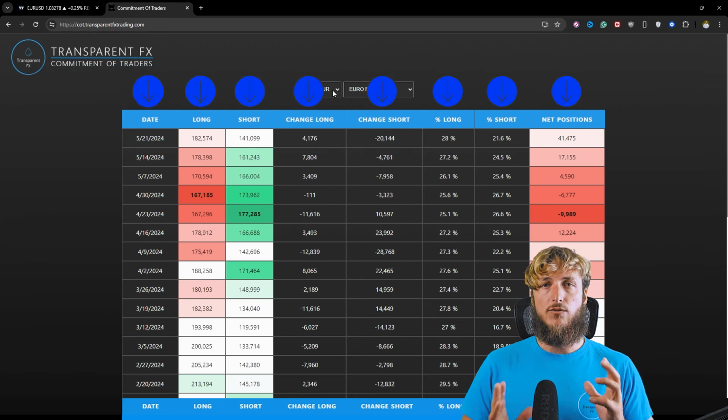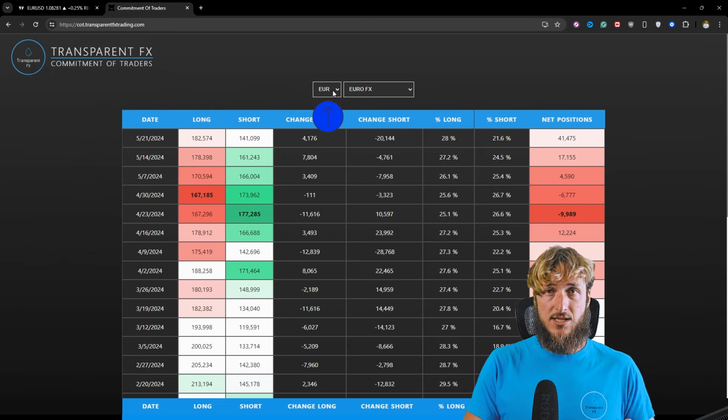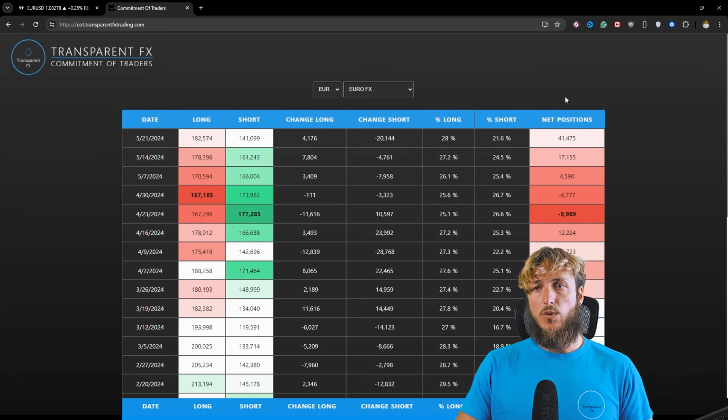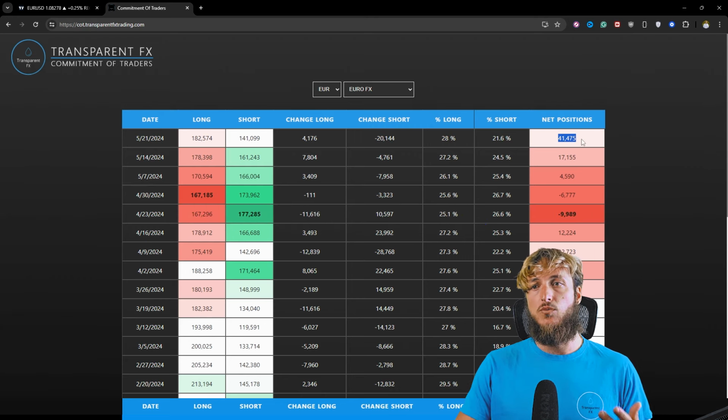Now, if we look at the data for the euro, it's important to keep in mind that already we're looking at euro USD because all currencies on the spot are traded against the USD. And what we can see is that with the last reports, net positions have been massively increased. We went from having minus 9.9k net positions all the way up to plus 41.4k net positions.